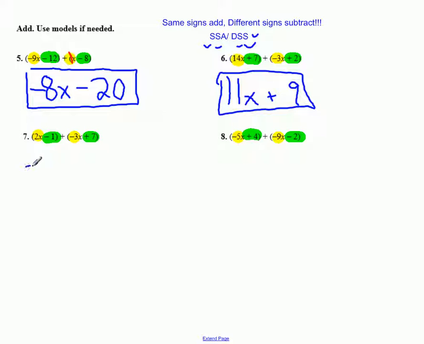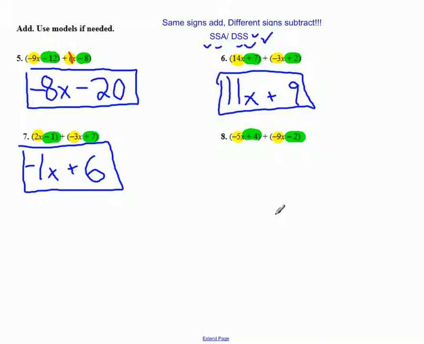Down here, 2x and negative 3x, different signs subtract. I'm going to get negative 1x because negative has a larger value. Negative 1 plus positive 7, different signs subtract. I get 6, and that sum will be positive because 7 has a larger value.